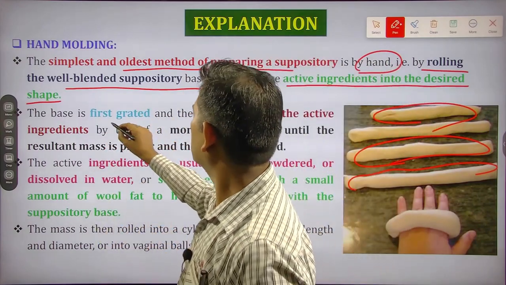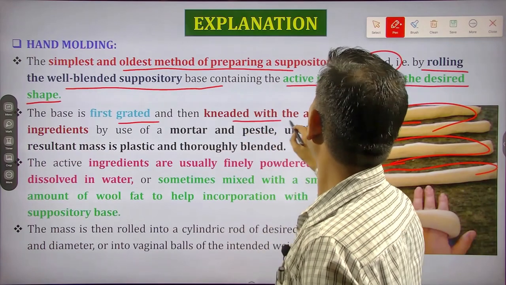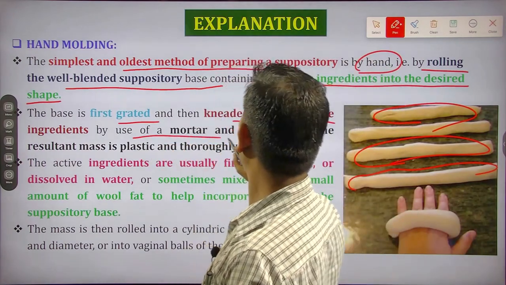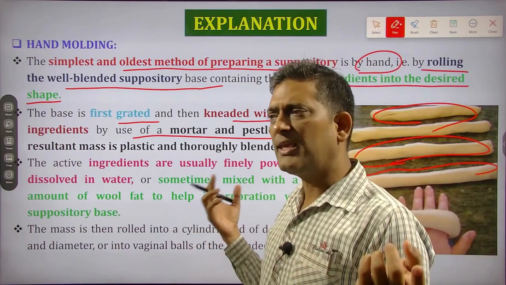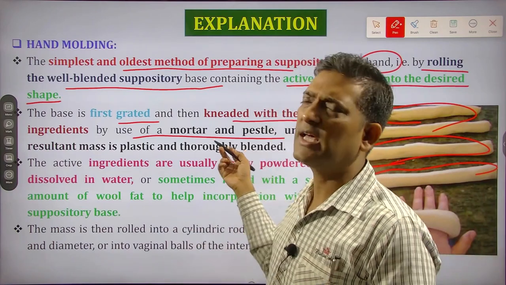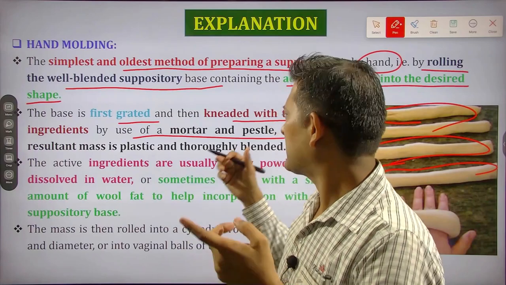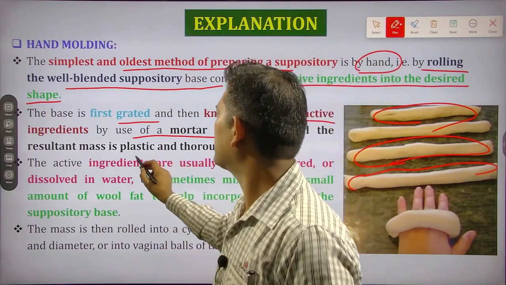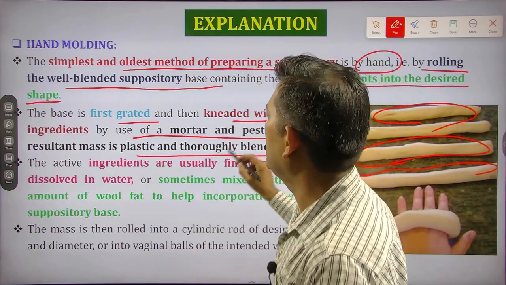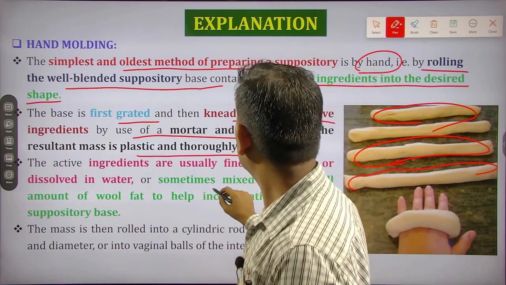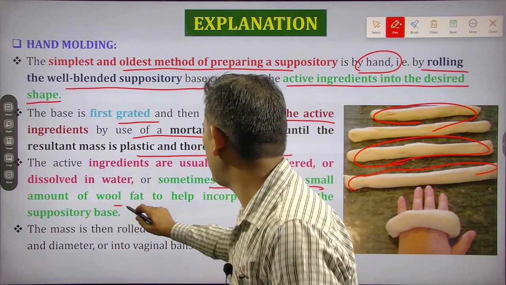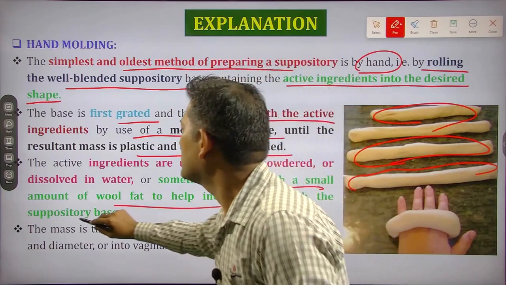The base is first grated and then kneaded with the active ingredients by the use of a mortar and pestle. Yes, we are using mortar and pestle. Instead of mortar and pestle we can also use ointment slabs, until the resultant mass is plastic and thoroughly blended. The active ingredients are usually finely powdered or dissolved in water, sometimes mixed with a small amount of wool fat to help incorporation with the suppository base.